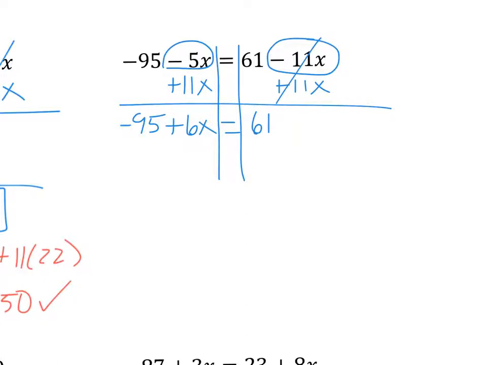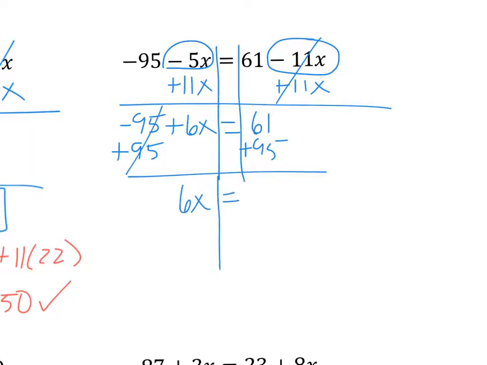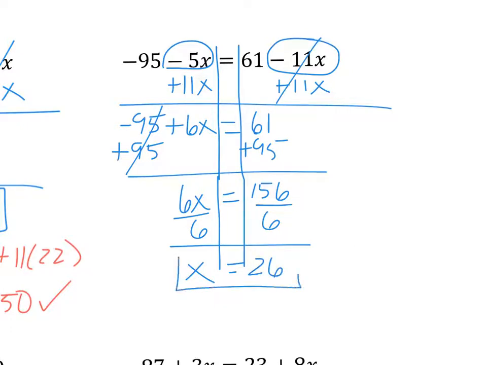Okay, so now we can solve. We want to get rid of this negative 95 by adding 95 to both sides. That goes away, and then we get 6x is equal to 61 plus 95, which gives me 156. Finally we want to divide by 6 on both sides, because here we're multiplying 6 times x. That gives us x is equal to, so 6 divided by 6 is 1, so 1x is equal to 156 divided by 6, which gives us 26. I'm not going to check my answer for this one, but you always should.